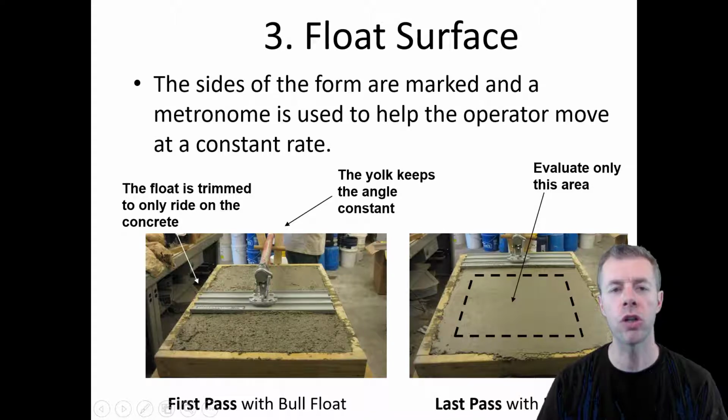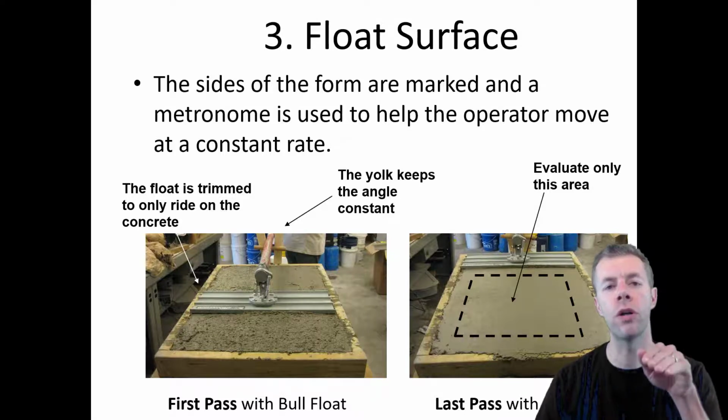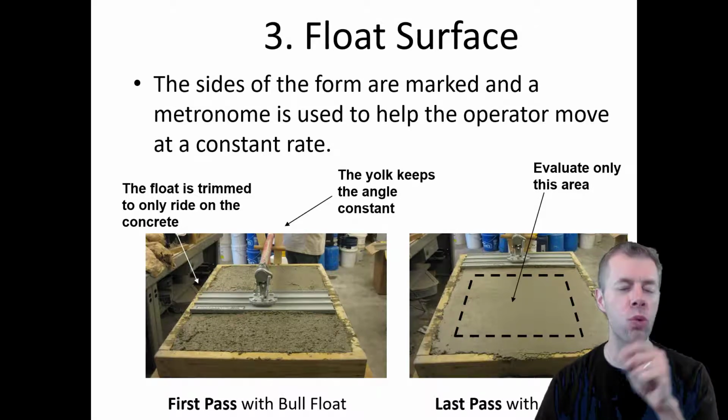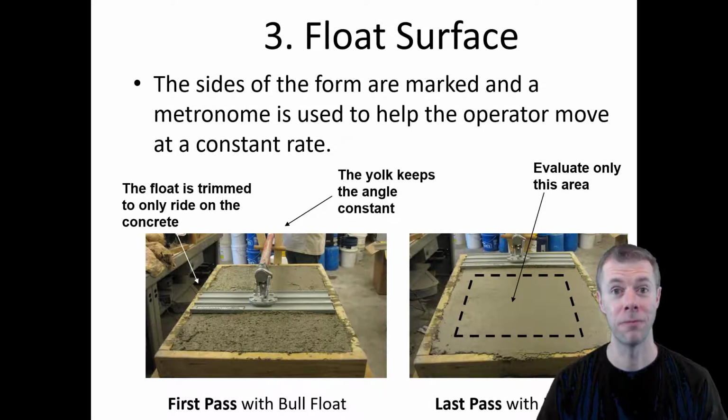We're actually going to use a metronome. That's like a drum machine. It's going to beep, beep, beep, and we're going to move the float forward and move it back so that we hit each one of the marks at each beep. And we're going to measure how many passes it takes to fill in the holes and to make it a smooth surface. We're only going to look at the center area right here.